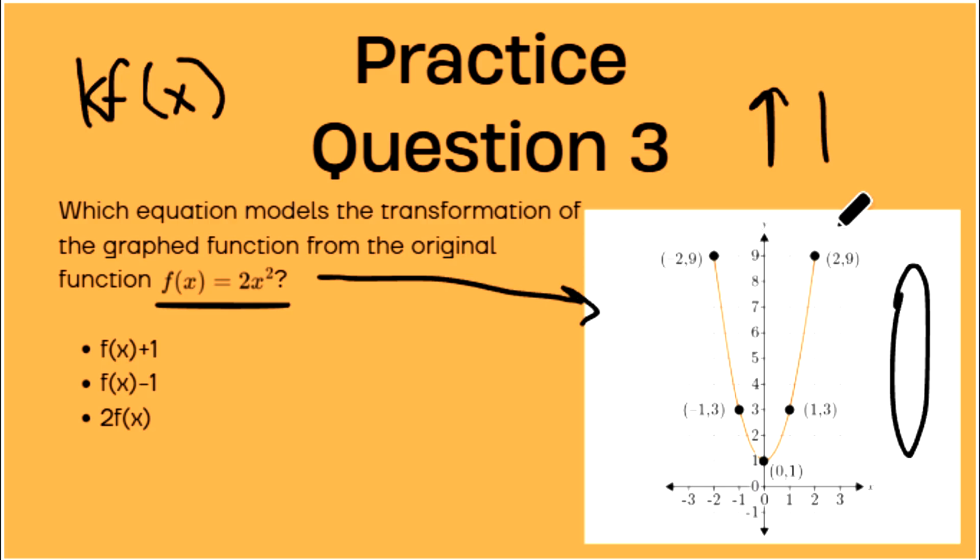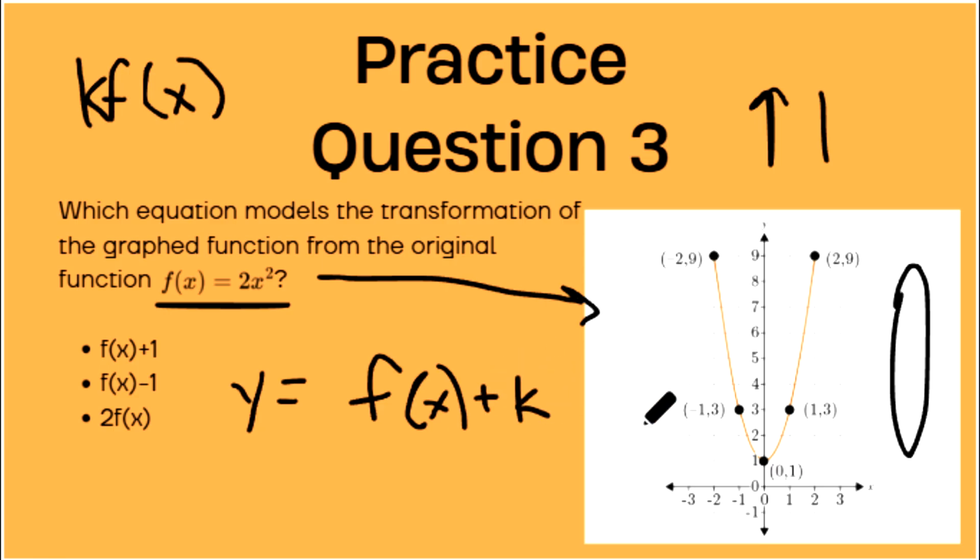That is a translation. That's a vertical translation, and vertical translations are written in the form y equals f of x plus k, and the k is outside of the parenthesis. I'm looking at my chart from last week to know this. So it moved up, so it's not a negative. This is not it, so it has to be that one.